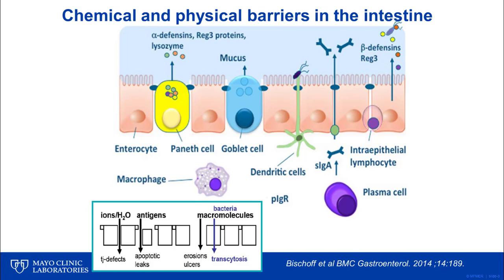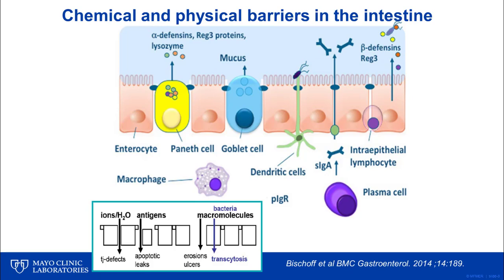And then this final little mental image that I find useful, which is that there are pores which allow smaller molecules like ions, water, and smaller molecules, which we'll describe in the next few slides as part of our probe molecules for testing permeability. Larger molecules like antigens and macromolecules go through apoptotic leaks or erosions and ulcers.